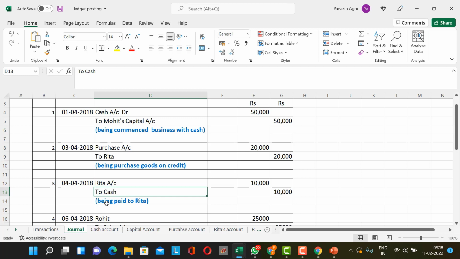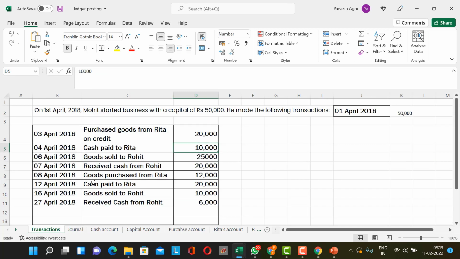And what is cash account? Real, personal, or nominal? Real account, yes, sir. So cash is coming in, debit what comes in. Sorry, this is cash paid to Rita, so we are crediting. Cash: debit what comes in, credit what goes out. Here cash is going out from the company, so that's why we are crediting cash. Is that okay? Fine. So, being paid to Rita. Is that clear to everyone? Yes, sir.